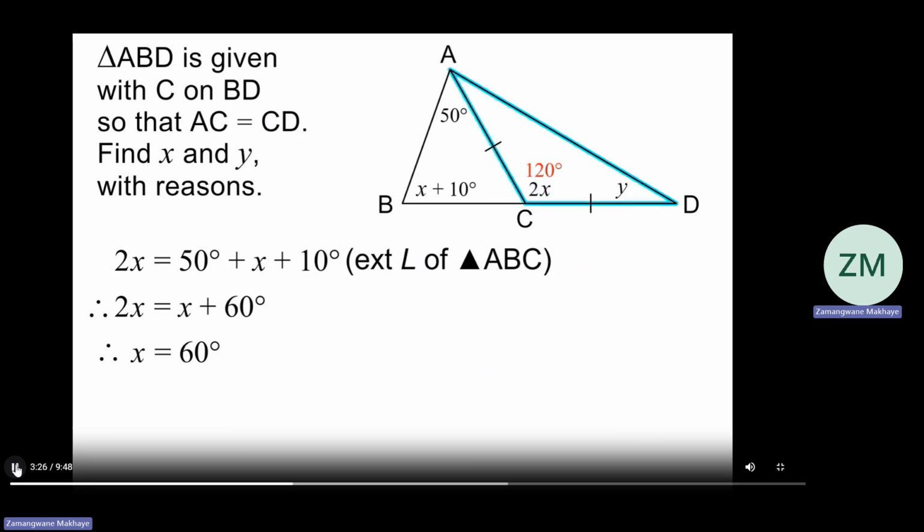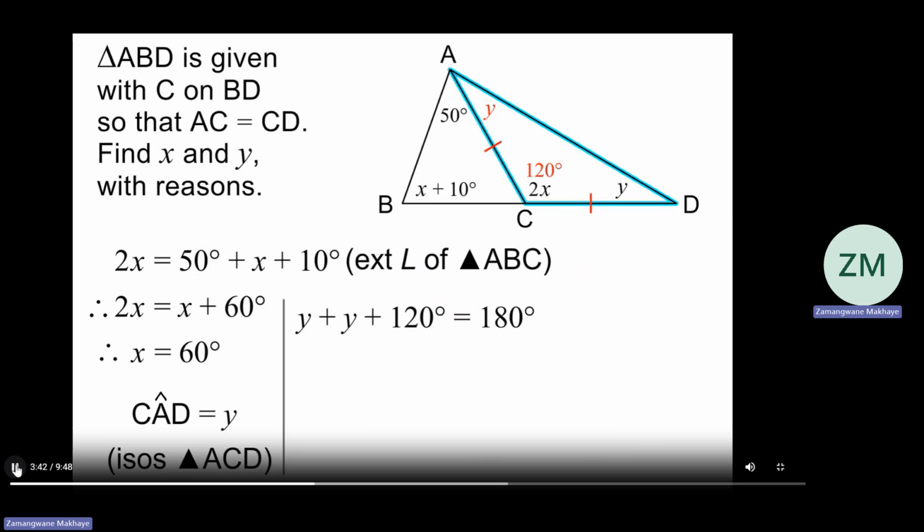To find y, we need to use this triangle. And because it is an isosceles triangle, angle CAD is also equal to y. Don't forget to write the reason in this step. We can therefore write that y plus 120 degrees equals 180 degrees. Why? Because the sum of the interior angles of a triangle is always 180 degrees.